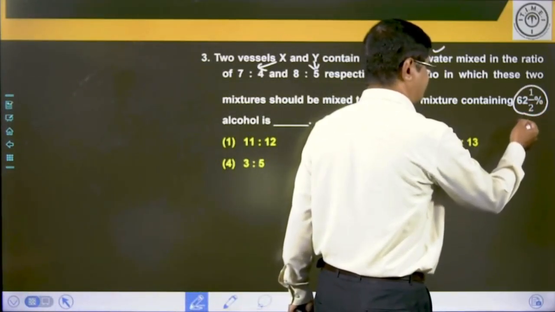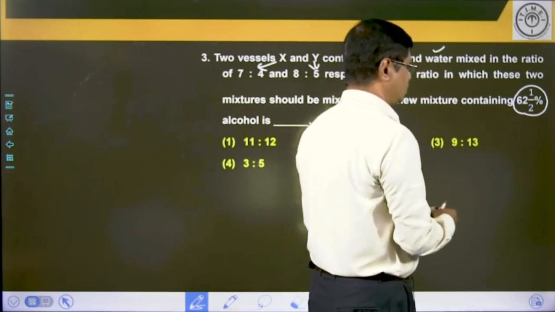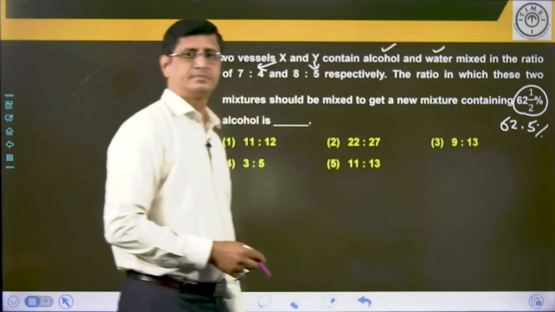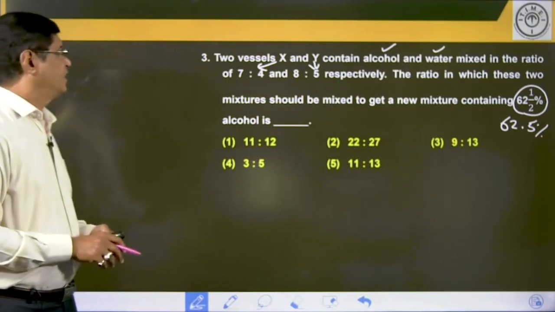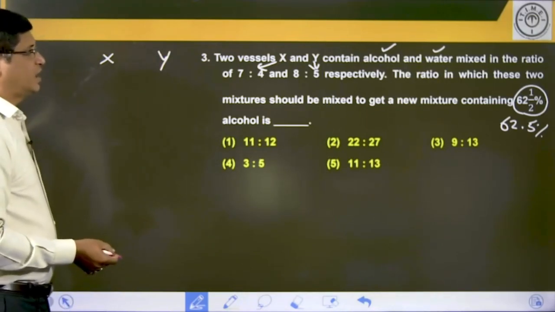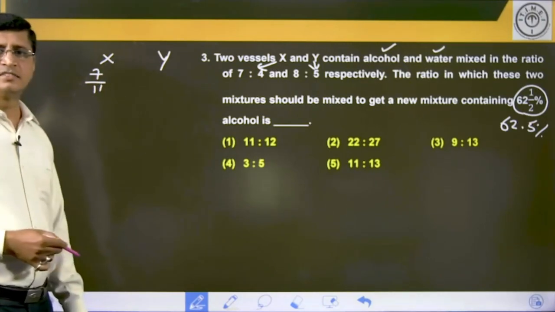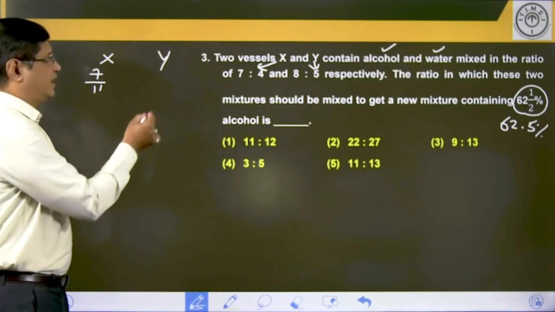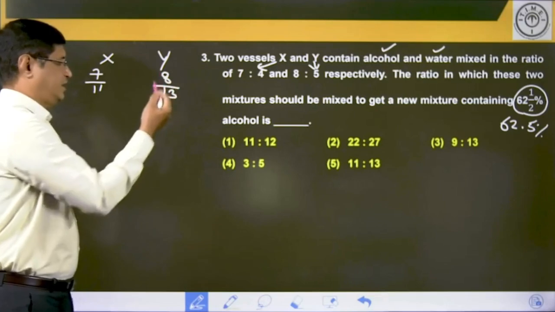62 1/2% means 62.5%. Okay. Dear student, just apply the alligation method. You will get the answer easily. Vessel X, please look at the board carefully. What is the alcohol in the vessel X? 7 parts out of total 11 parts. 7:4 means 7 by 7 plus 4, that is 11. In the vessel Y, alcohol is 8 parts and total 8 plus 5, 13.